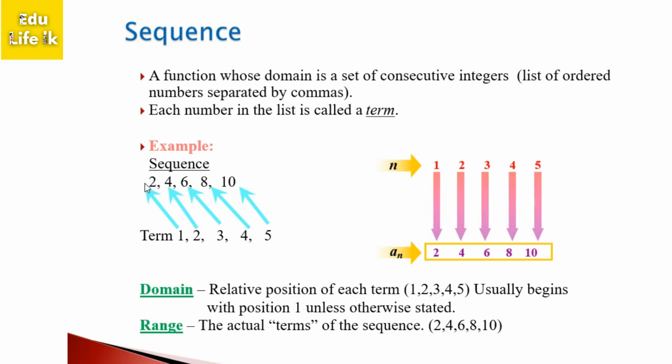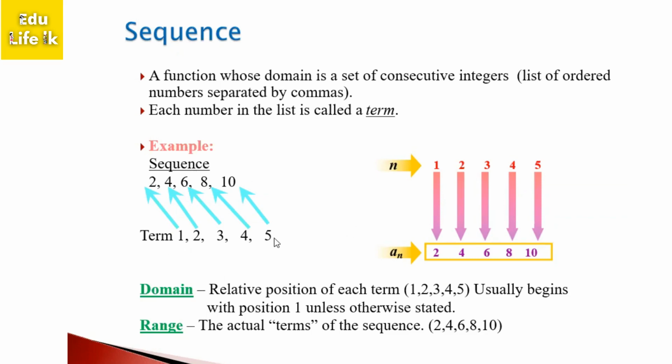This one is the first term. This one is the second term, here you can see 2. This one is the third term. This one is the fourth term. This one is the fifth term. When this goes to infinity, we can still count the terms.